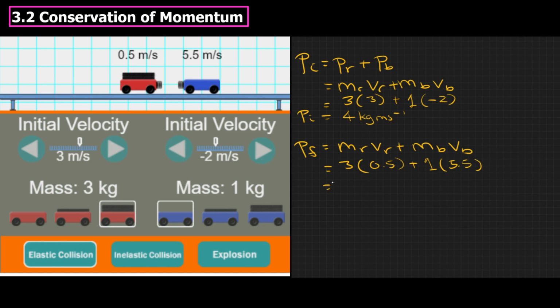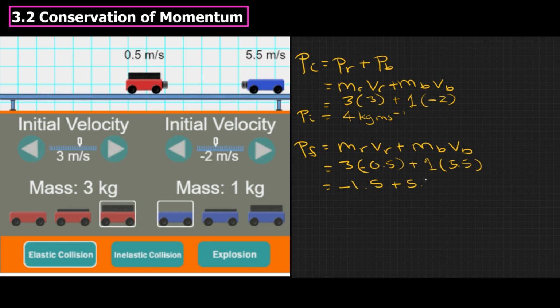You can see that the red car is actually moving in the opposite direction, so we will have a negative sign there. That is -1.5 plus 5.5, which is 4 kilogram meters per second. So this is our final momentum.